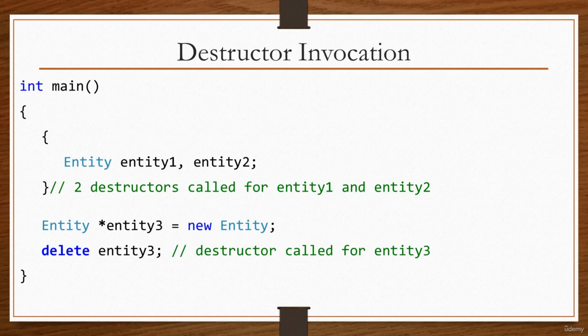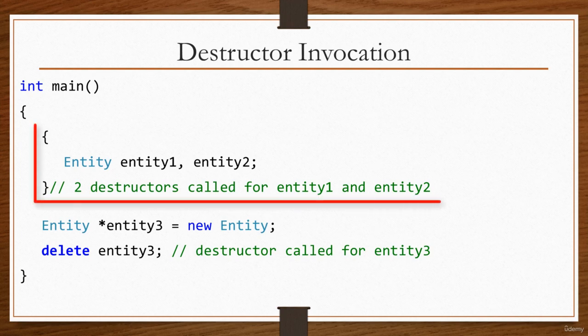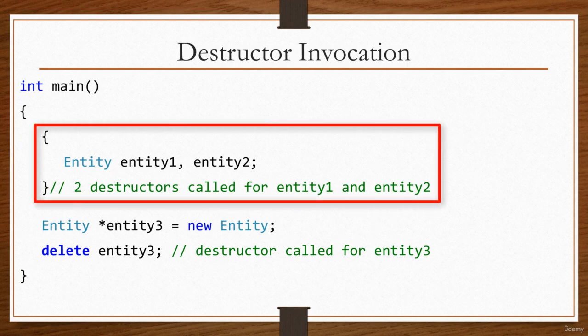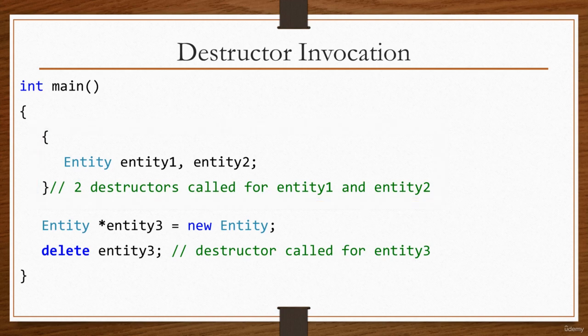Here's an example in the main function. You can see I have a compound statement or a code block within the body of the main function. I instantiate the entity class. I create two objects named entity1 and entity2 just for demonstration purposes. When that compound statement finishes execution and program execution moves back to the main function, then of course all of those local variables, in this case objects, will be destroyed. So entity1 and entity2 are destroyed, and the destructors for entity1 and entity2 will be called.